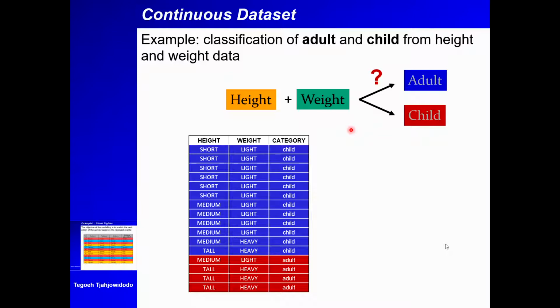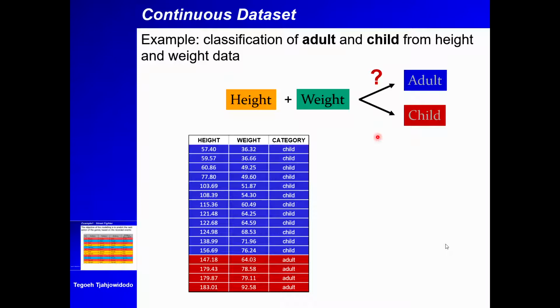It's very easy. We did it before, right? In the Street Fighter problem. But now we are going to solve it for a case of a continuous data set, a continuous problem. So the height and the weight here contain continuous variables. And then the category, we only have two categories here, child and adult.